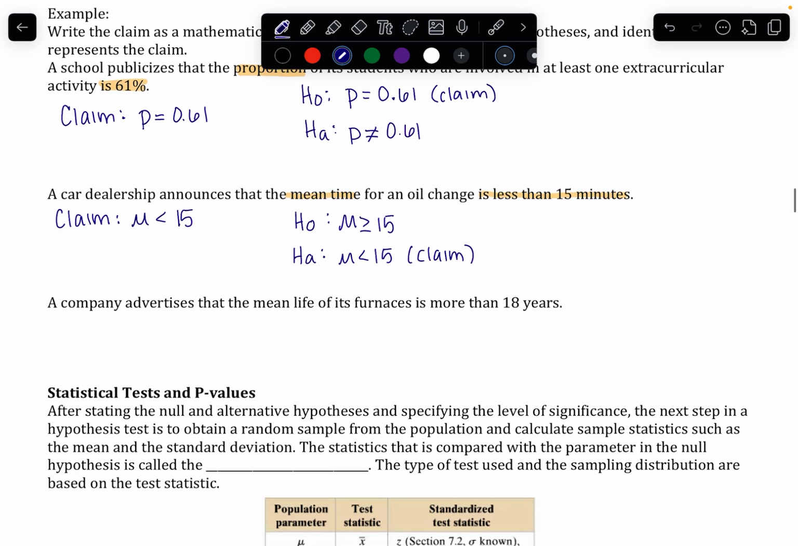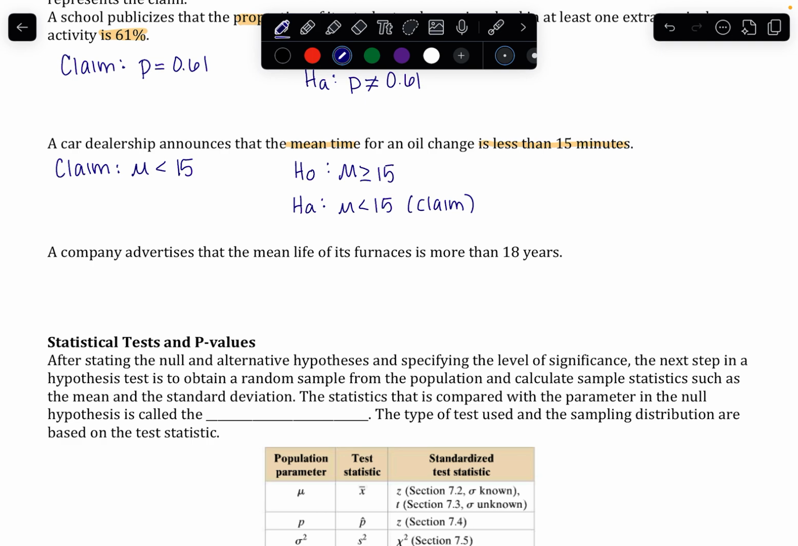In our third example, a company advertises that the mean life of its furnaces is more than 18 years. So our claim is going to be that mu is greater than 18. We're going to write out our null hypothesis and our alternative hypothesis. The null hypothesis, we don't know yet because our claim doesn't have equality, so that's going to be the alternative.